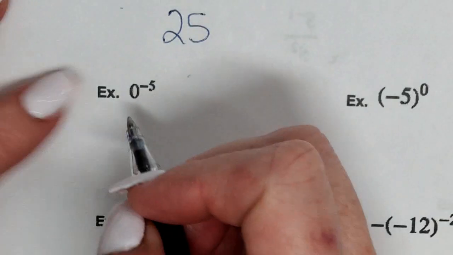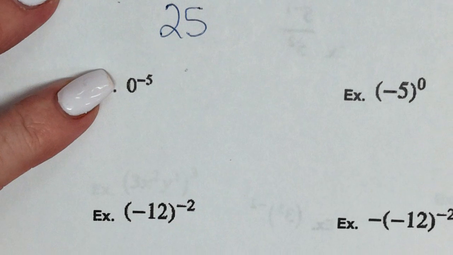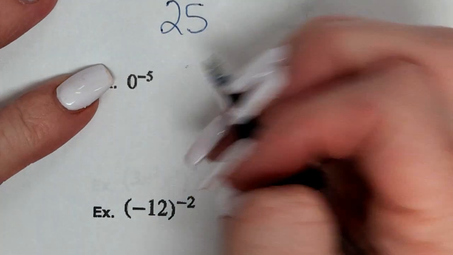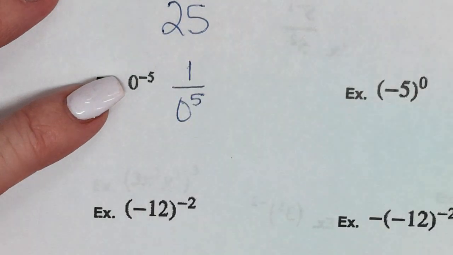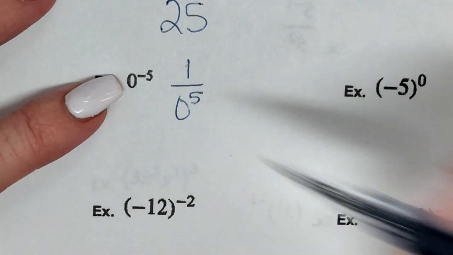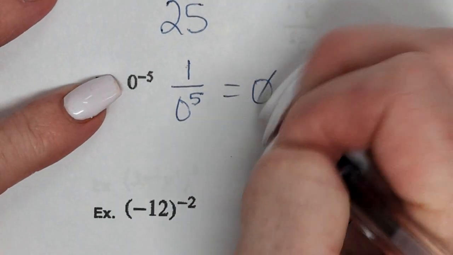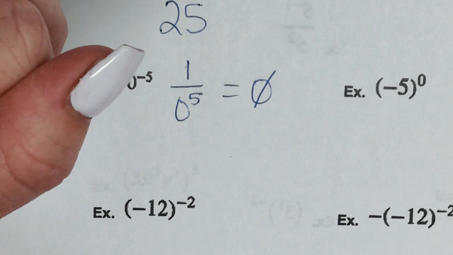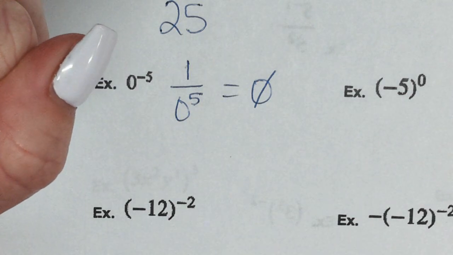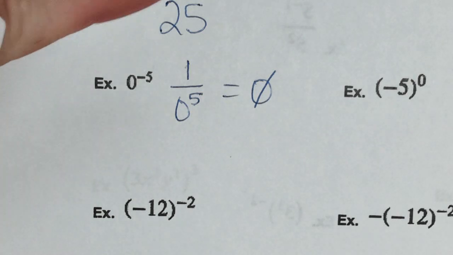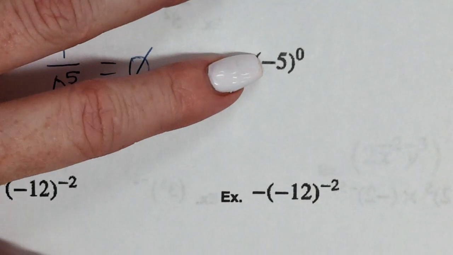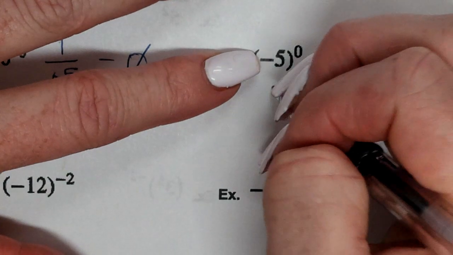All right. So I have 0 to the negative 5th power. So where is that going to go? The rule says a negative exponent gets moved to the... All right. Can you do that? So this is a no solution. You can't do it. Do y'all understand why? Okay. If it was a positive 5th power, you're good. It's just 0. Okay? All right. Anything raised to the power of 0 is?